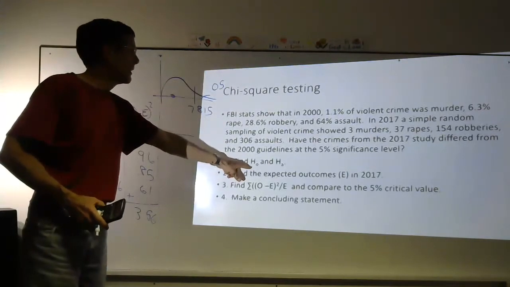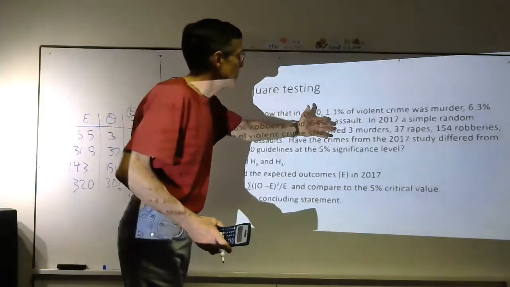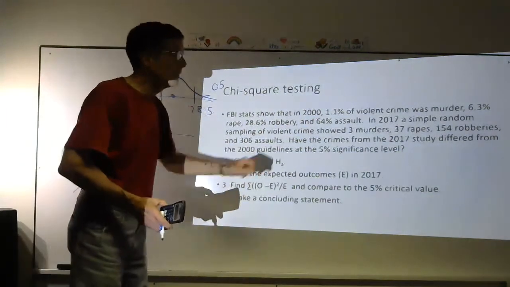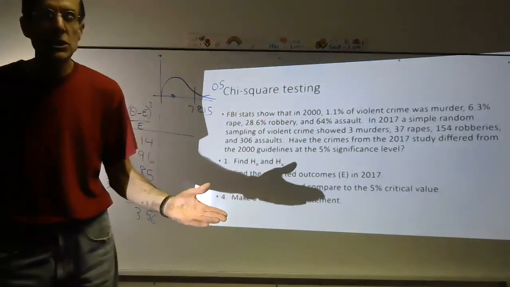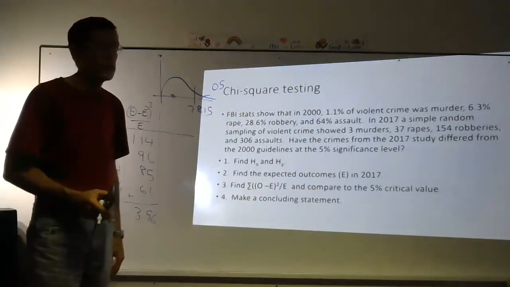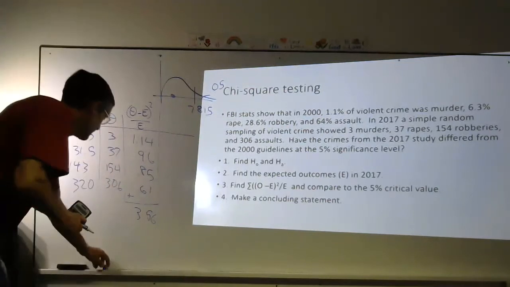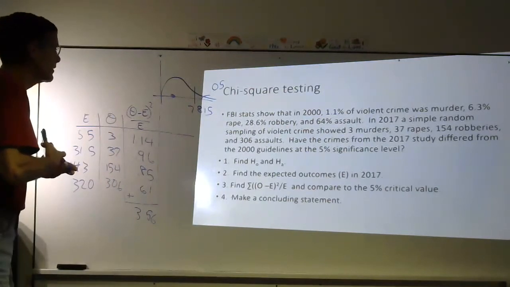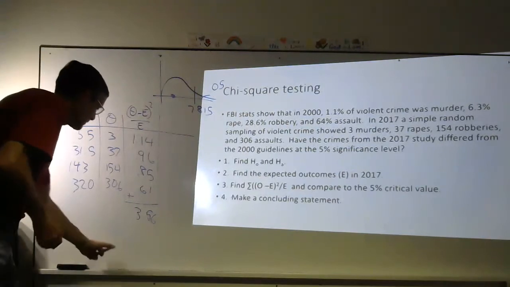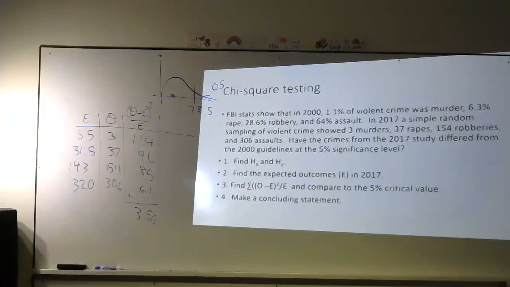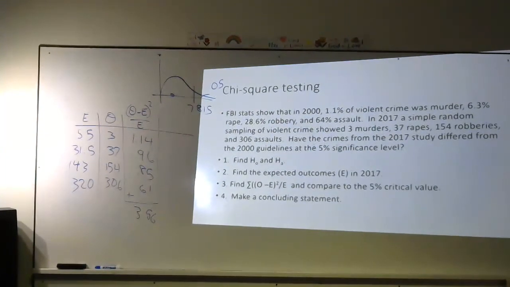H naught was that crimes have stayed statistically the same since 2000. Okay? The alternative hypothesis is that they're different. They've changed, and they did not. It's in the do not reject region. You should be able to make a concluding statement like that. Okay? Is this great stuff? This is the only thing we will do in chapter 13 is to do chi-squared. We'll wrap up this course by going on to chapter 14 our next time together.